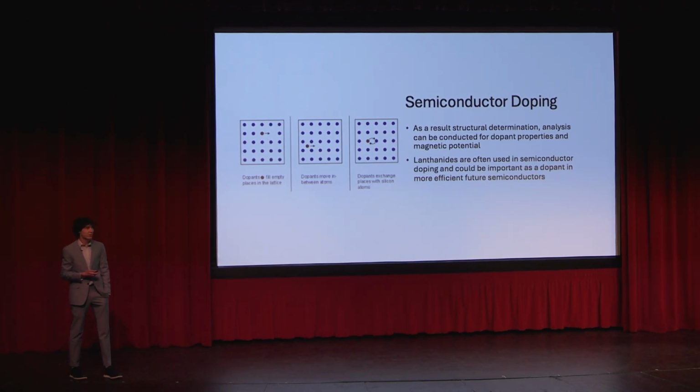Now, there's this process called semiconductor doping, in which we take a bunch of metals and we insert them into these semiconductors to make them more efficient and make them run faster and better. And what we sought to do is maybe we can use these lanthanides, these rare earth metals, as semiconductor dopants to potentially make our electronics better and make our lives run a little bit more smoothly.